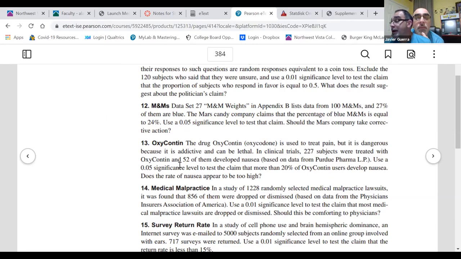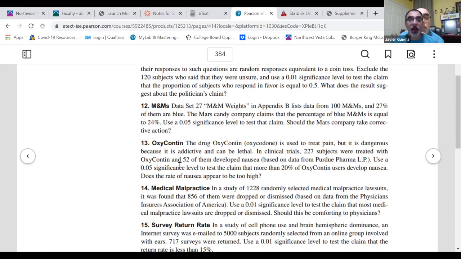Okay, so here we go. The drug oxycodone is used to treat pain, but it's dangerous because it is addictive and can be lethal. In clinical trials, 227 subjects were treated with oxycodone, and 52 of them developed nausea. Use a 0.05 significance level to test the claim that more than 20% of oxycodone users develop nausea. All right, so the first step is we're gonna write down our hypothesis statements for number 13. We are going to write down what my H0 and my H1 statements are.